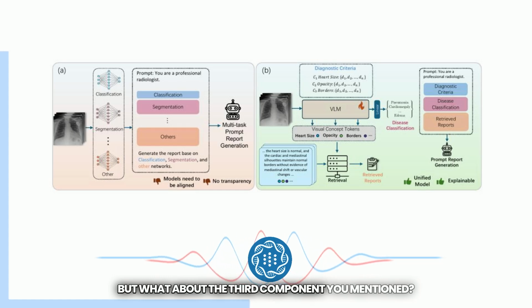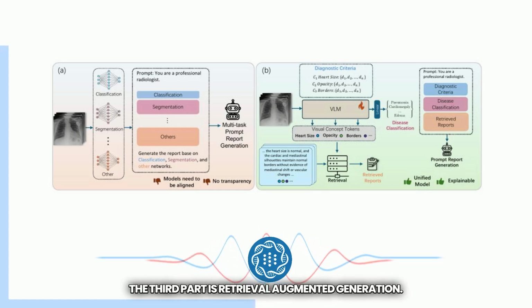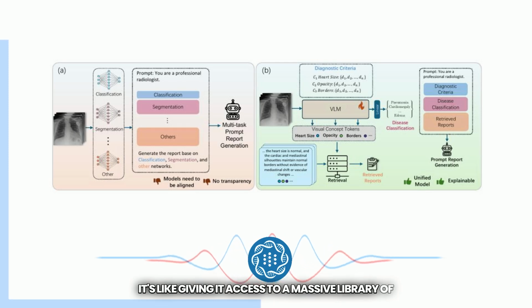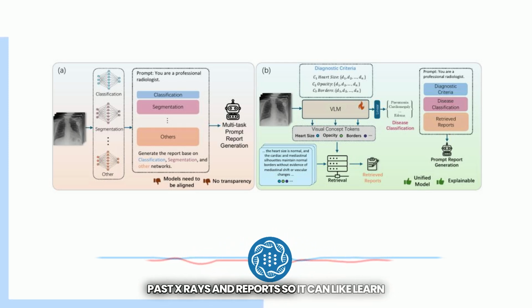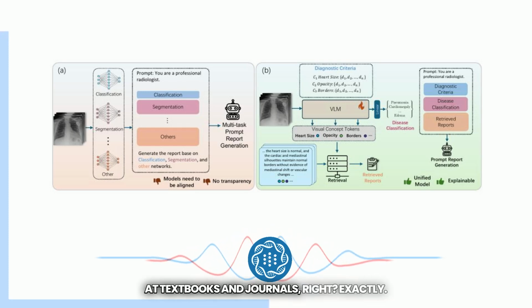But what about the third component? You mentioned something about learning from past cases, right? Right. The third part is retrieval-augmented generation, and this is where RadAlign gets even smarter. It's like giving it access to a massive library of past X-rays and reports. So it can learn from those cases and make even better decisions, kind of like how doctors look at textbooks and journals, right? Exactly.